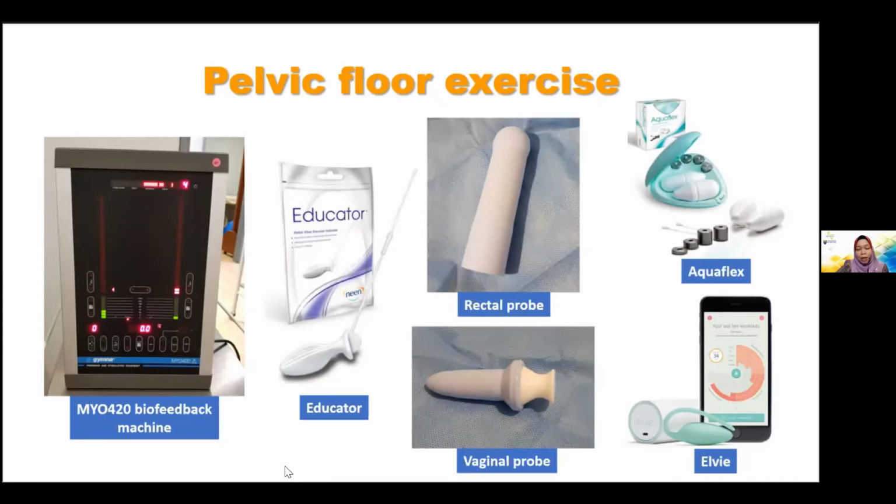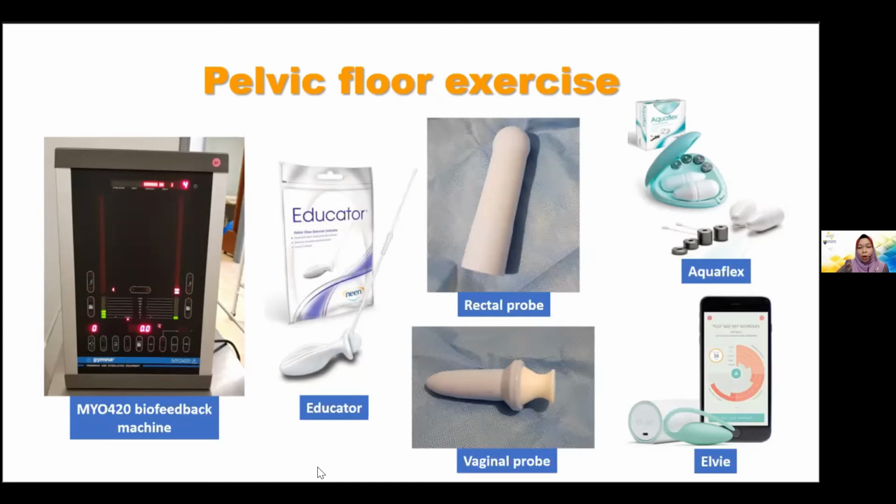The same goes for the educator. It's a kind of probe inserted into the vagina. You have an antenna at the end. When the patient contracts the right muscle, the antenna will go up and down. This indicates that the patient is doing the Kegel correctly. A rectal probe or vaginal probe assists the patient, telling them they are contracting the right muscle.